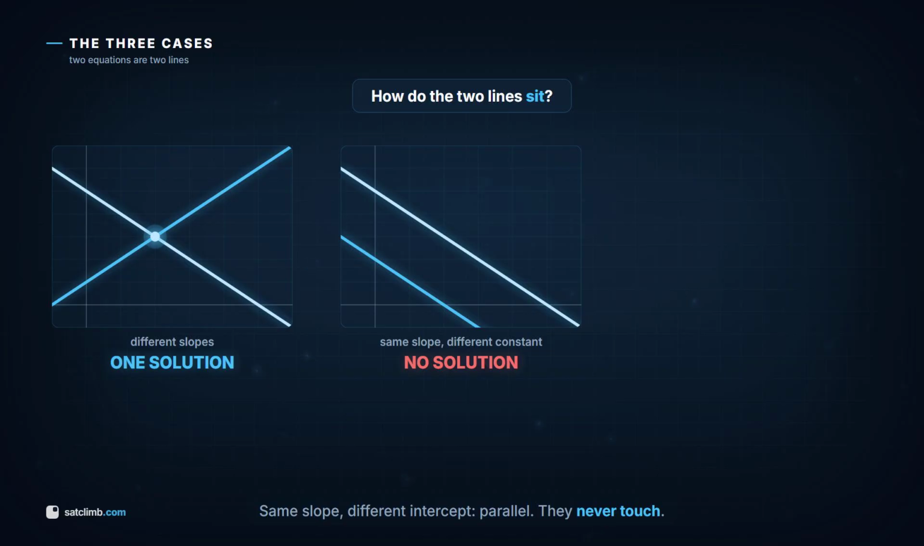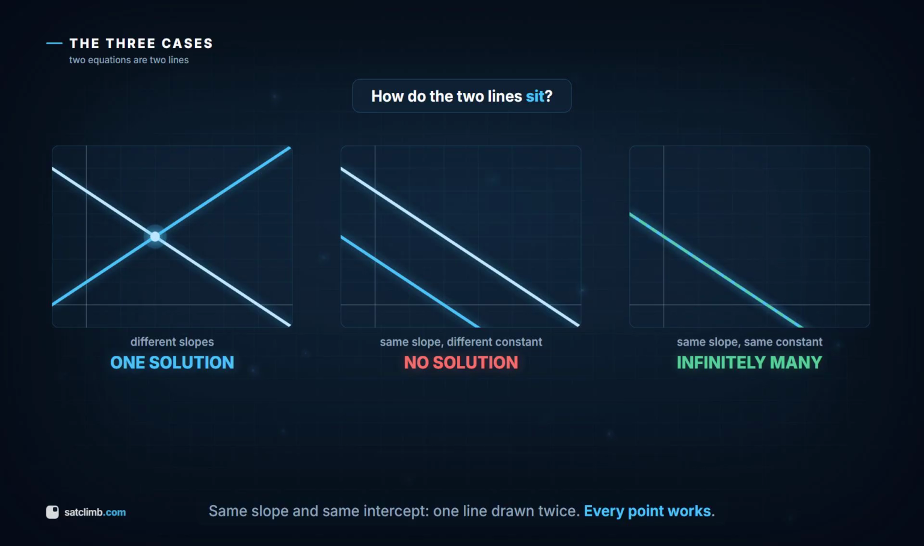Same slope and the same intercept and they are the same line drawn twice. Every point works, so there are infinitely many solutions. The real question is never how many, it is this: are the slopes the same, and if they are, are the lines the same?